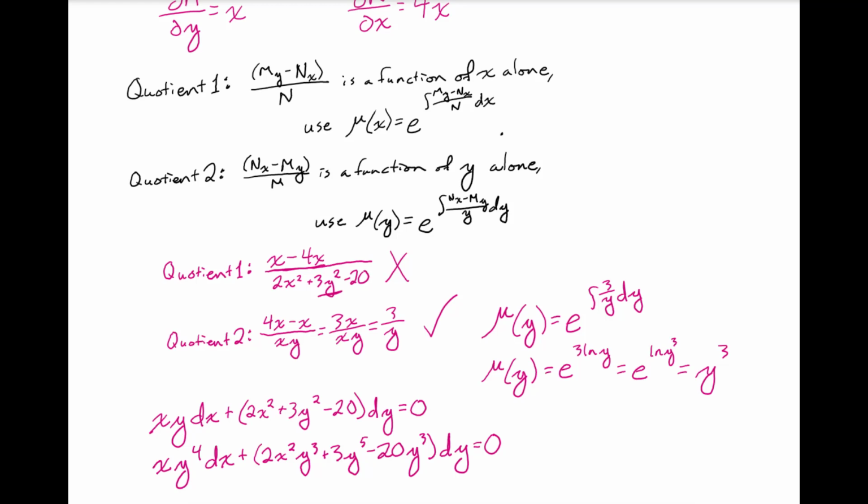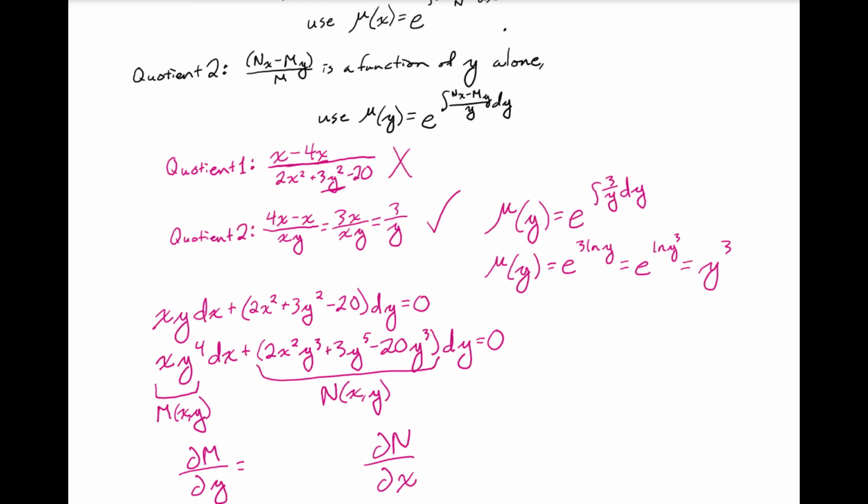Now, this may seem like we have made this a whole lot worse to work with. However, let's take a look at those partial derivatives of M with respect to y and N with respect to x now that we've incorporated our integrating factor. So taking the partial derivative of M with respect to y gives me 4x y to the 3rd. And taking the partial derivative of N with respect to x gives me 4x y to the 3rd from the first term.